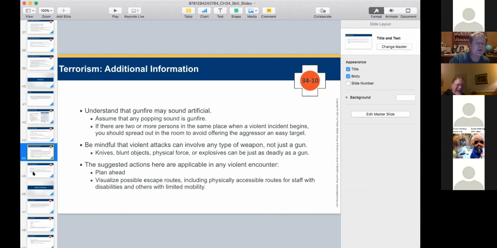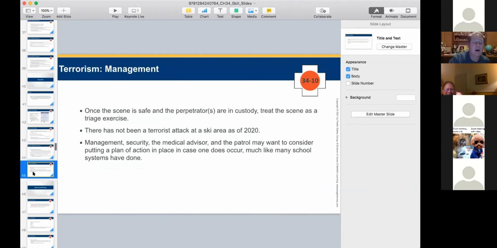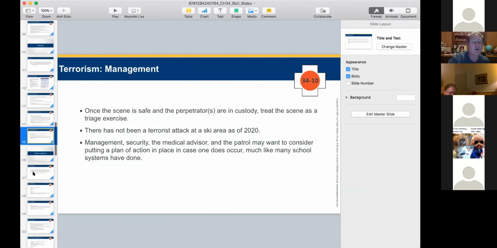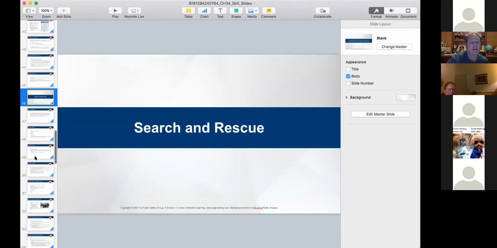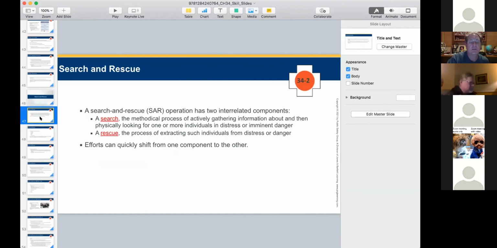Sorry, guys. I don't know what to do with these, honestly, because it's so out of our realm. Search and rescue. Search, the methodical process of actively gathering information. Rescue, the active process of rescuing somebody from that distress. If it's in red and underlined, know it for the test, just for the terminology.